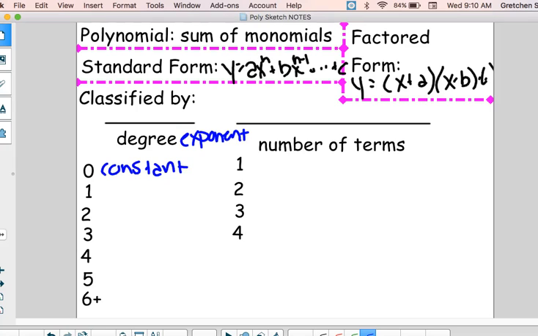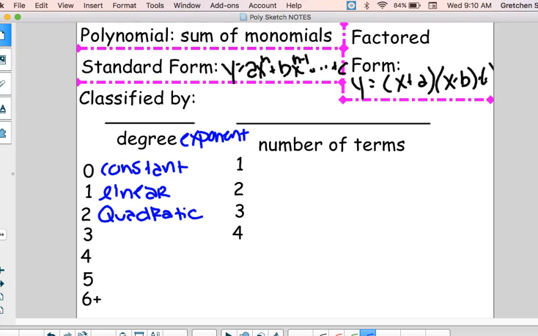AKA, there's nothing. If you just had a number, you guys know that thing at the end that doesn't have an x is a constant. If it has a degree of 1, then it's linear. Which you guys also know, y equals mx plus b. Does that x have an exponent on it? No, it's linear. What does a linear equation look like? A line.